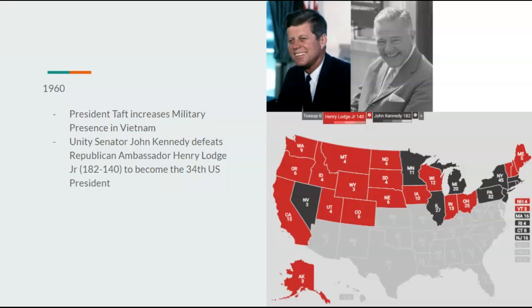In 1960, the next election is running up the margins, and before we get into the election, President Taft would increase military presence in Vietnam. There you go. But the 1960 election is happening, and Unity Senator from Massachusetts, John Kennedy, would be running up against the U.S. ambassador under the Taft administration, Henry Lodge Jr. And it's a very close election, but JFK wins 182 to 140, and he becomes the 34th Union president. Congratulations.